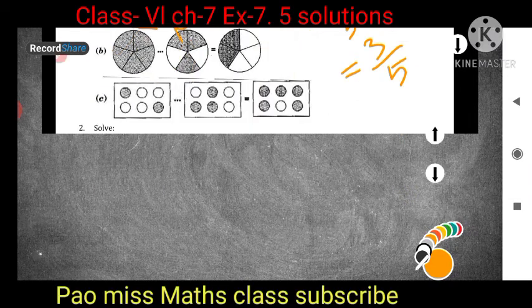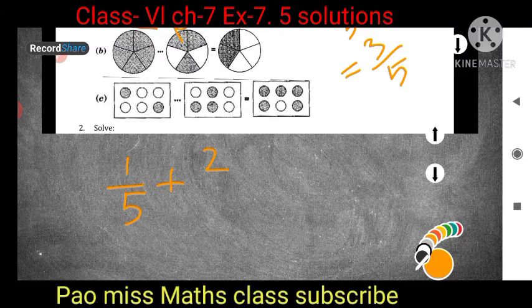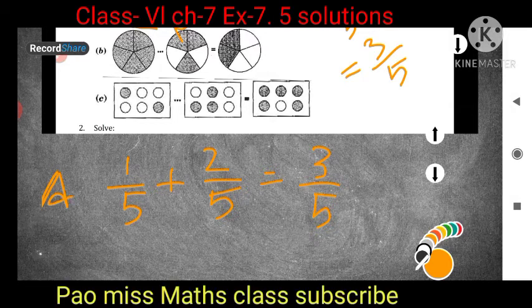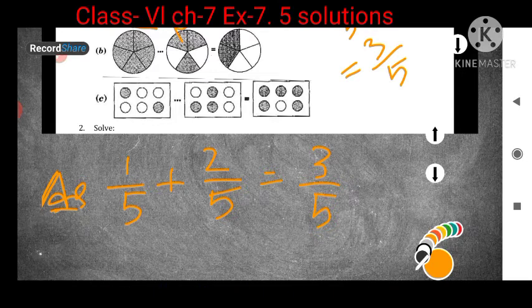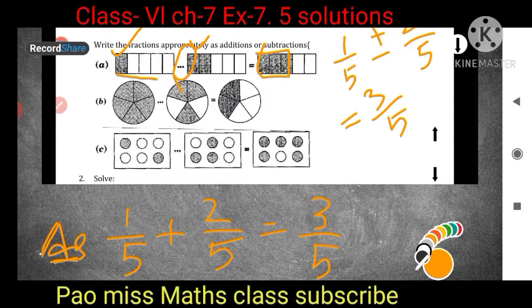So you have to write 1 upon 5, then plus, 2 upon 5 is equal to 3 upon 5. This is the answer for question number 1. Now you see the next one. The next one is given here.